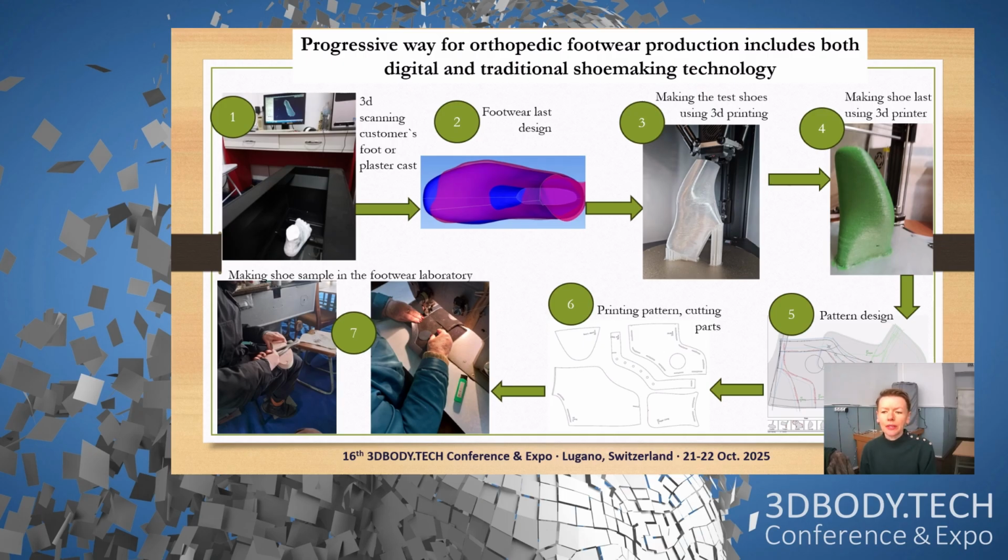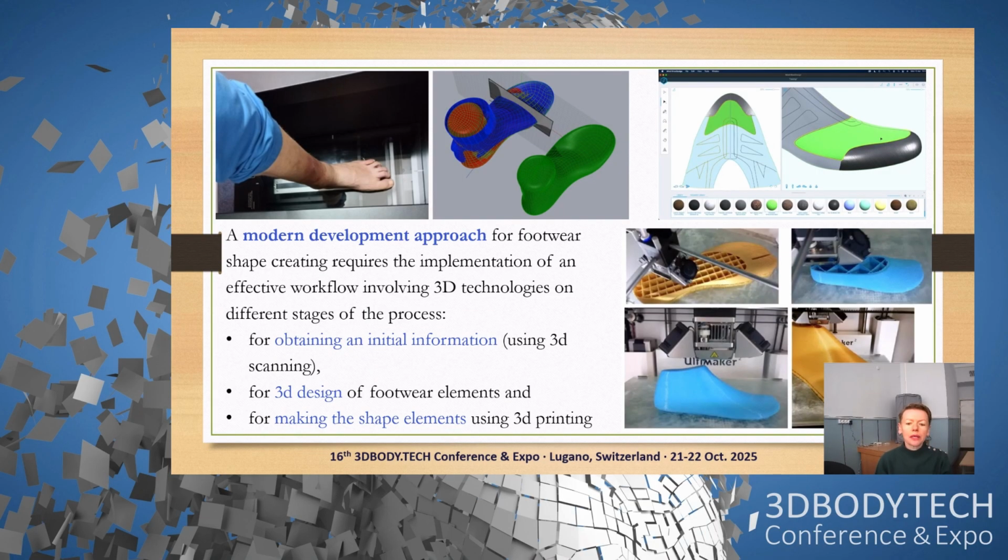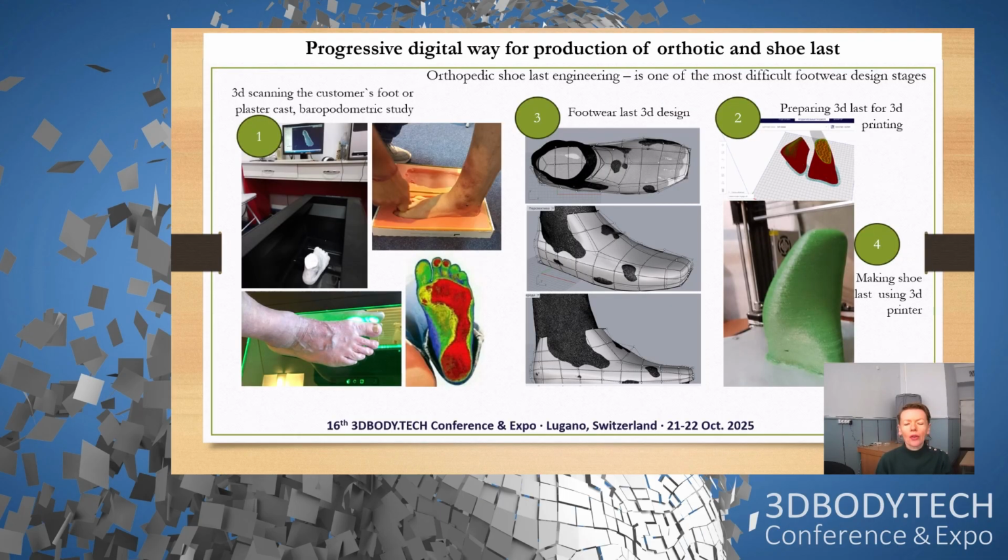A progressive way for orthopedic footwear production includes both digital and traditional shoemaking technologies. A modern development approach for footwear shape creation requires the implementation of an effective workflow involving 3D technologies for obtaining initial information using 3D scanning, for 3D design of footwear elements, and for making the shape elements using 3D printing. Orthopedic shoe last engineering is one of the most difficult footwear design stages.